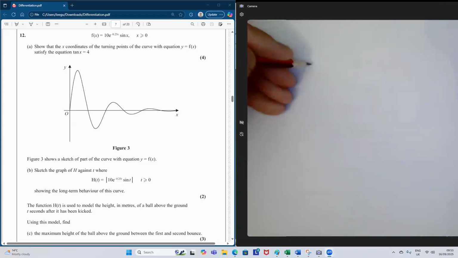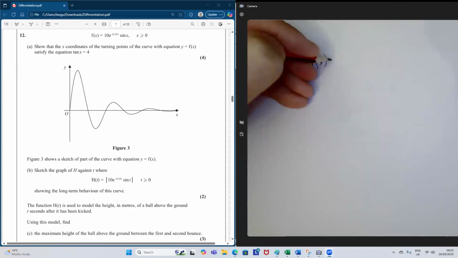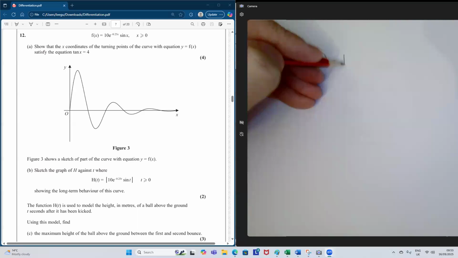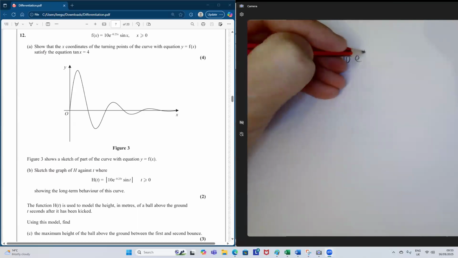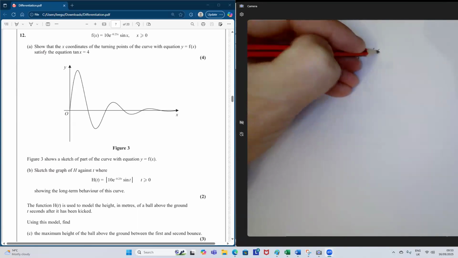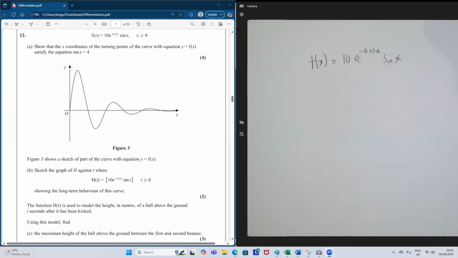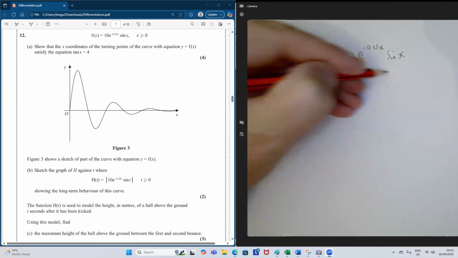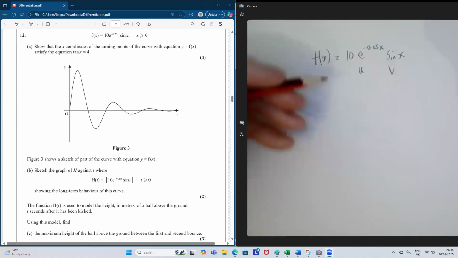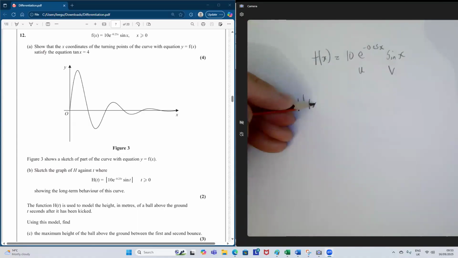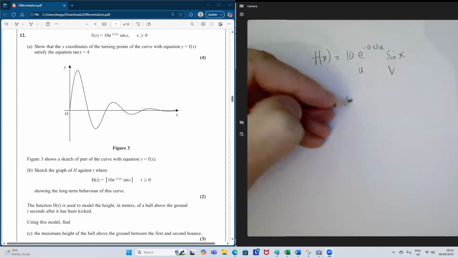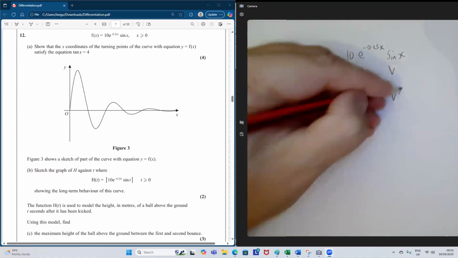First of all, we're going to need to differentiate our equation. So let's write down our equation. The first thing to note is that we're going to be using the product rule in order to differentiate this. We can think of that as our u and we can think of that as our v. So our f dashed of x is going to be u dash v add u v dashed.